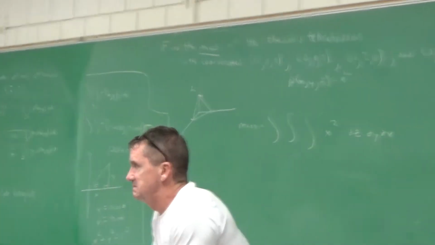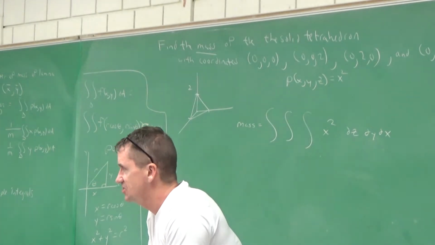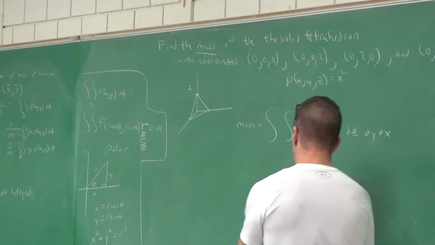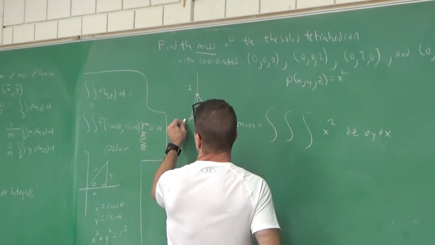Like the last problem. Ugh. But I think it should be easier when they gave us easy points. What was it? This is 2, this is 2, this is 2.